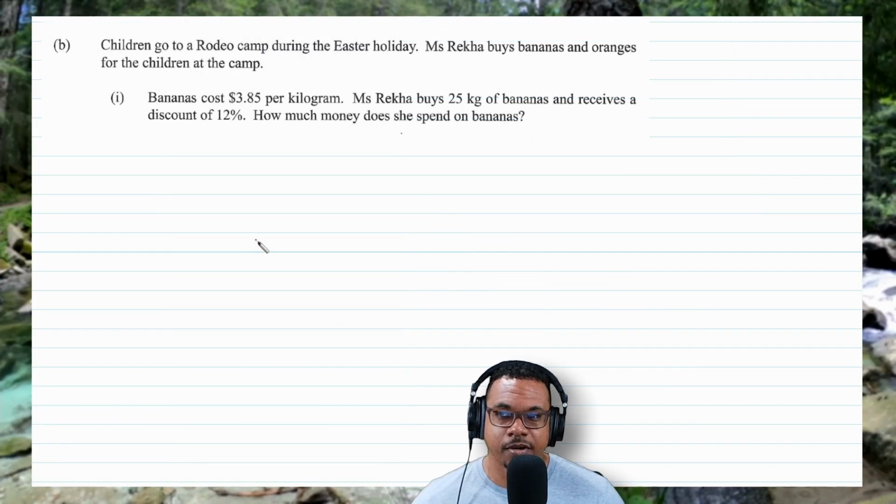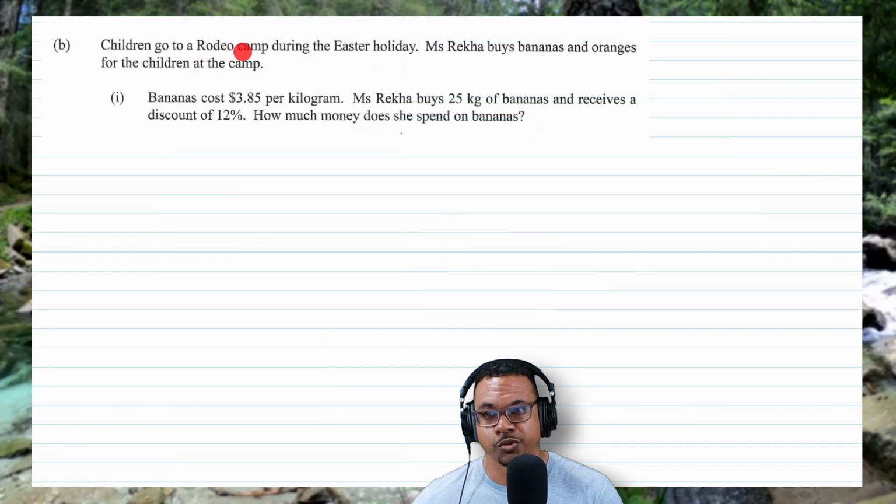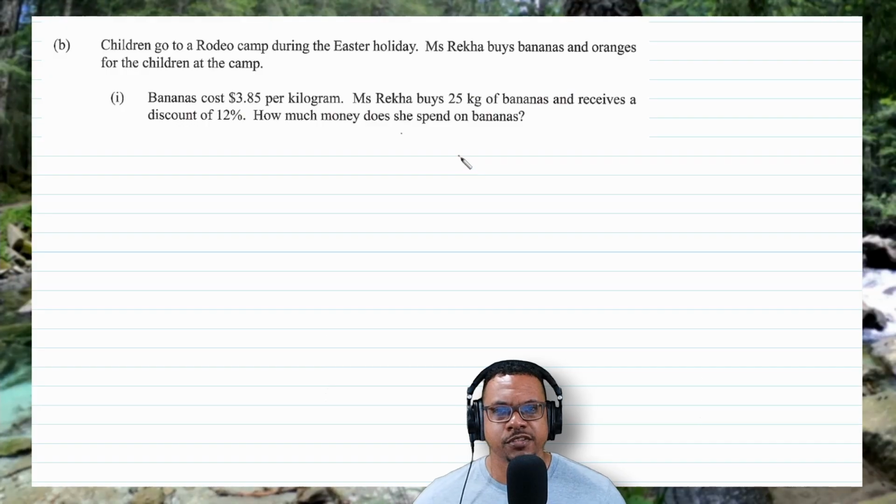So here we have question 1 part B, where children go to a rodeo camp during the Easter holiday. This person buys bananas and oranges for the children at the camp. The bananas cost $3.85 per kilogram. The person buys 25 kilograms of bananas and receives a discount of 12%. How much money does she spend on bananas? So first we'll work out the 25 kilograms times the cost per 1 kilogram, and this is the cost per 1 kilogram here, right?